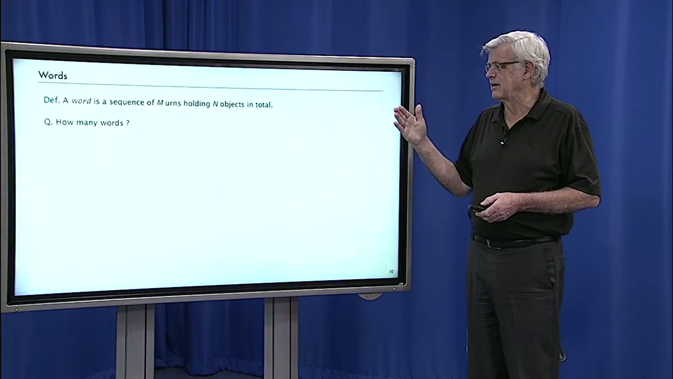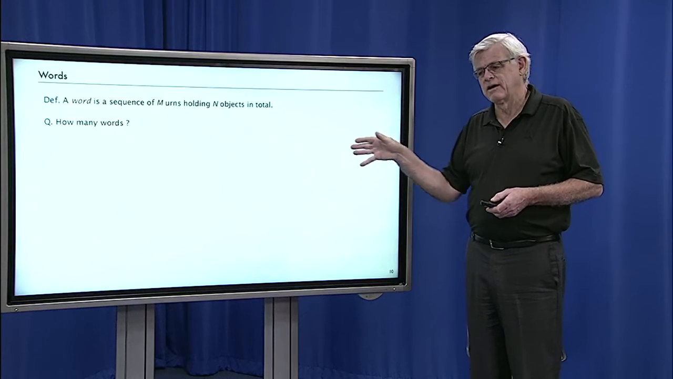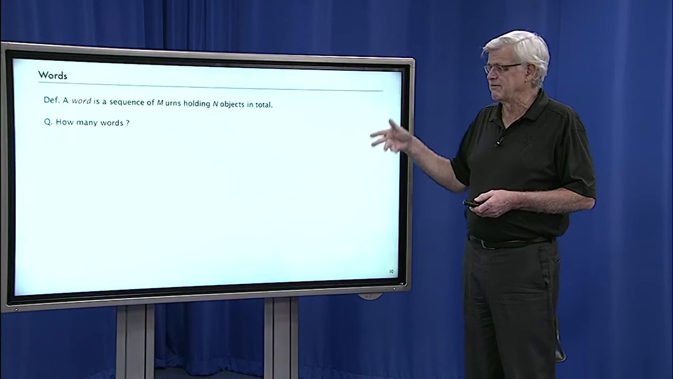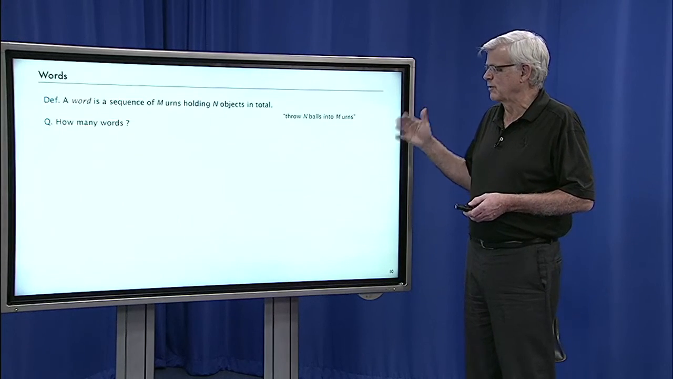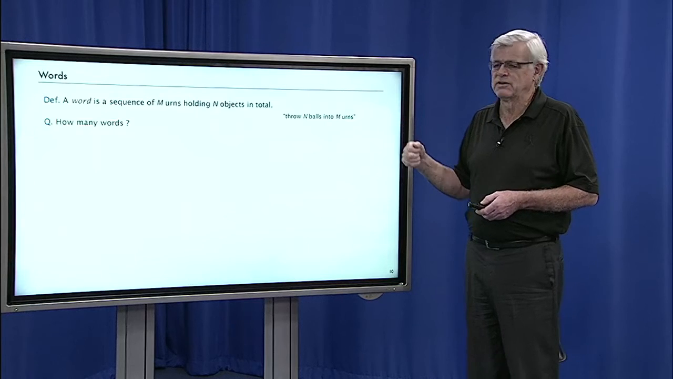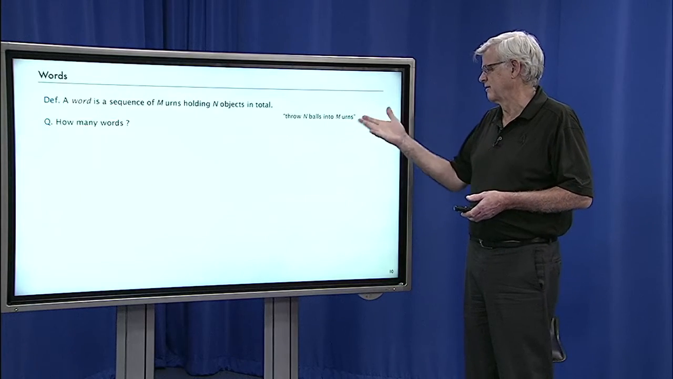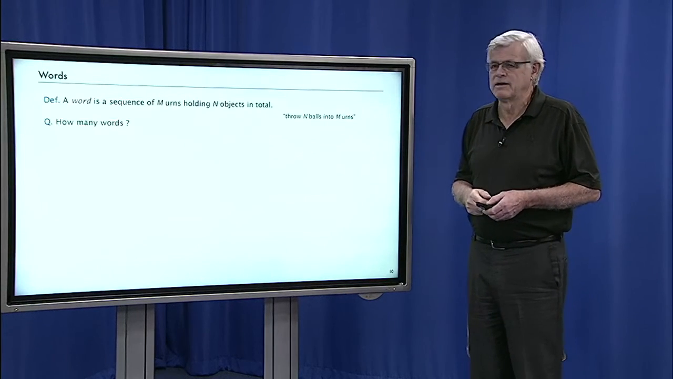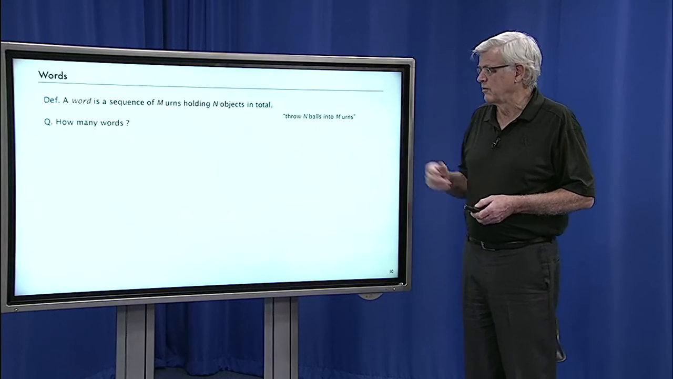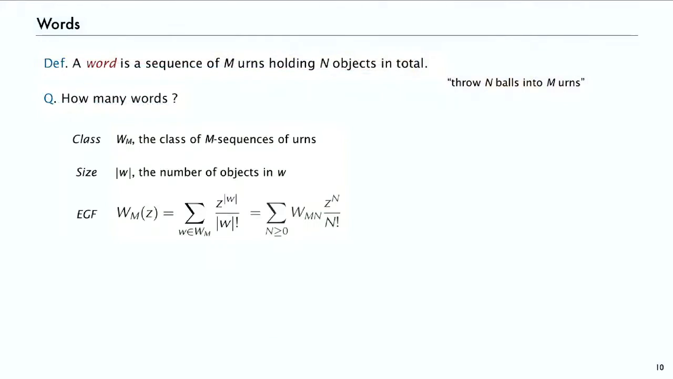Combinatorially, we're going to define a word to be a sequence of m urns that have n objects. It's the number of ways to throw n balls into m urns. It's a configuration of throwing n balls into m urns. So we want to know how many different words there are. Then we use generating functions.